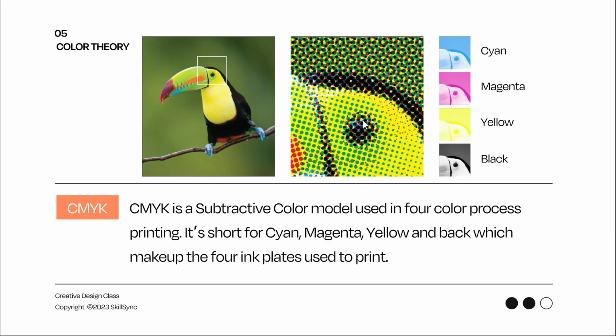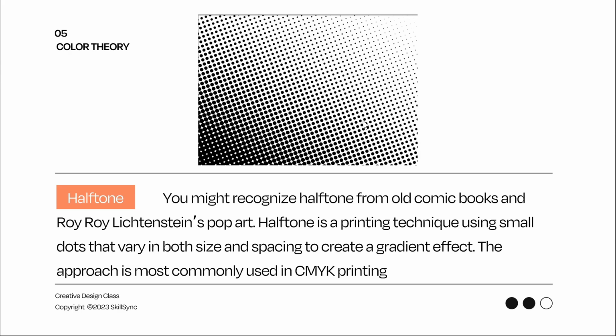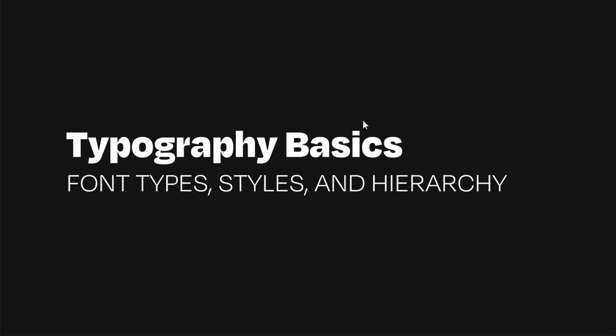So this picture here is just made up of 4 colors. Now we talk about color profile. So the color profile is just a tool that tells the screen how to interpret the color. That's a color profile. And then we talk about halftone. The halftone is made up of a lot of dots, mostly used in comic books. The halftone is a printing technique using small dots that vary in both size and spacing to create a gradient effect.